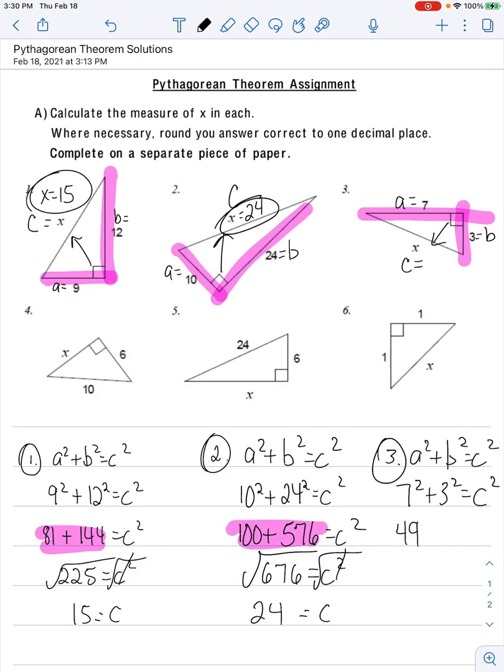7 times 7 is 49. 3 times 3 is 9. And it looks to me like I will add 49 plus 9. You get 58 equals C squared. My last step is to take the square root. So I want the square root of 58, which is about, and it says to round to 1 decimal place, so 7.6. So my C, or they're calling that the X, same thing guys, is 7.6.